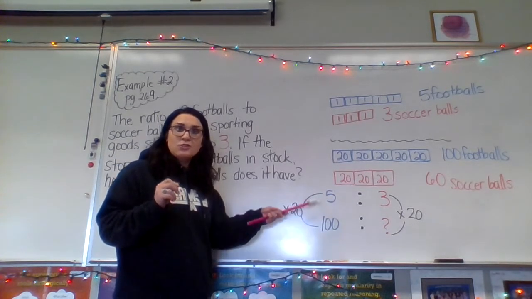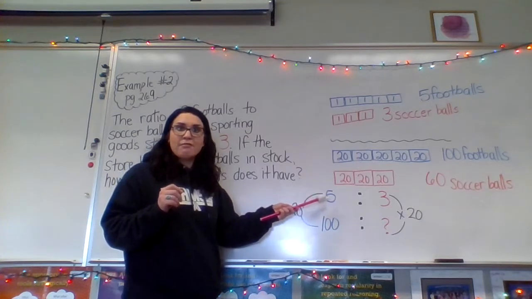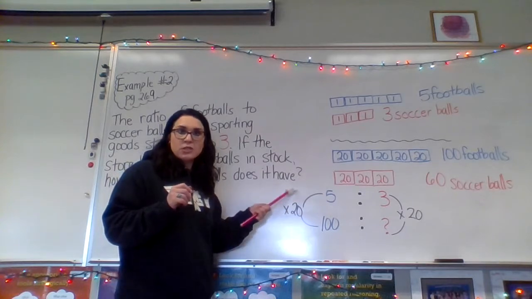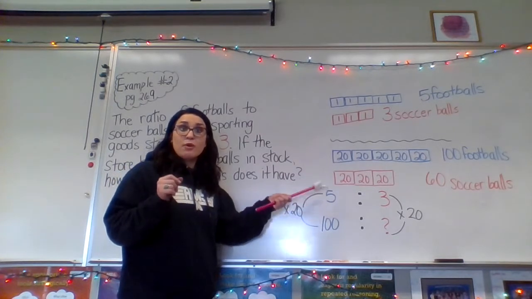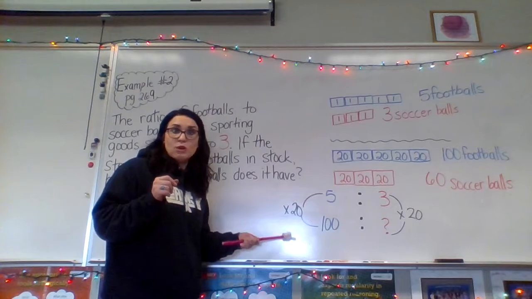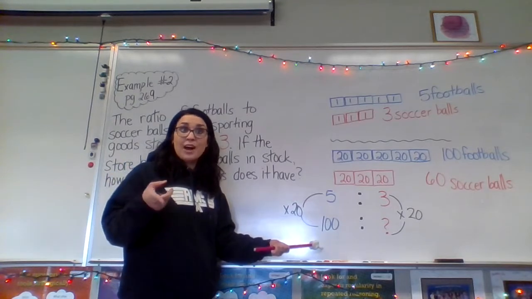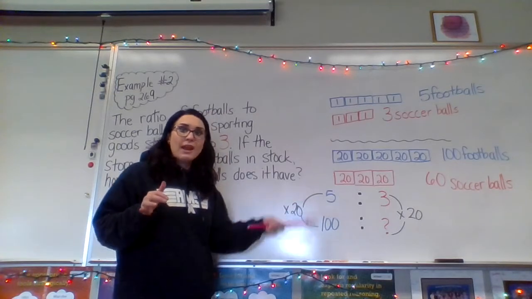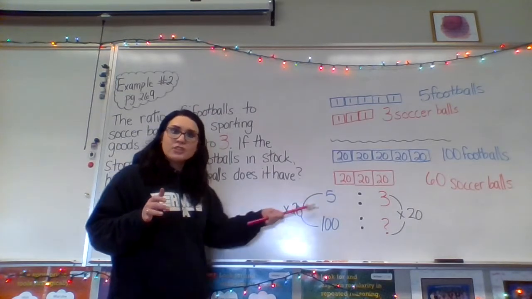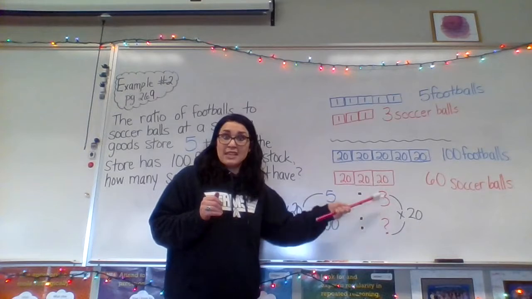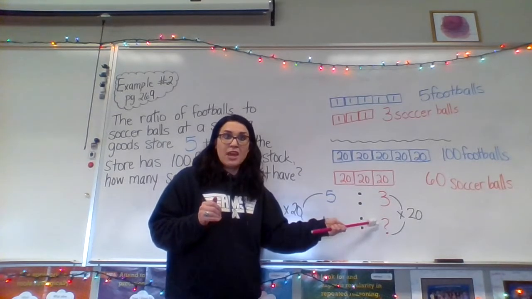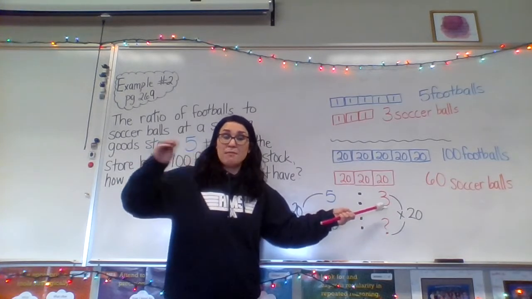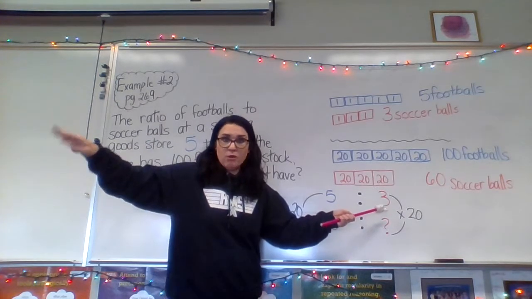Now you could think to yourself, how do I get from 5 to 100? What operation, multiplication, do I use? We would take 5 and multiply it by 20, and that gives us 100. Because we want to keep everything fair and equal and balanced, whatever you do to this side of your ratio, you also need to do to the other side. You can't just make up a new rule over here, because then the whole comparison of these two quantities goes out the window.